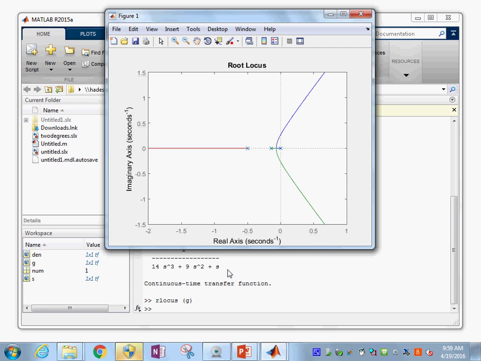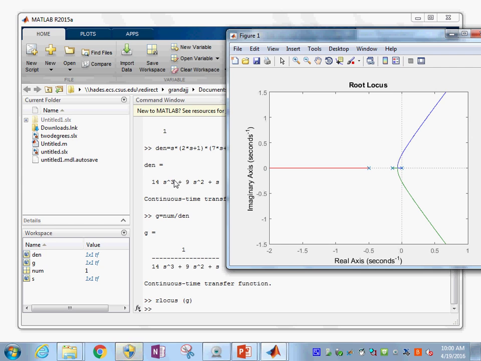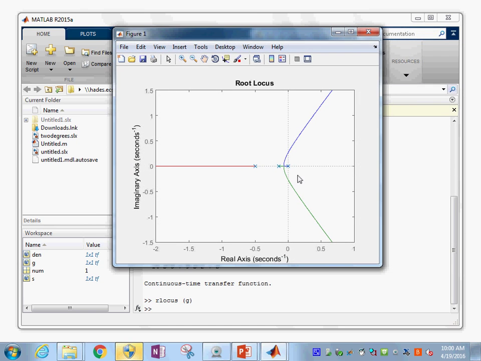Isn't it true that the denominator here, as you can see, is s cubed plus 9s squared plus s? That means you have 3 roots, right? That's what it means. One of those is 0 because of the way we define it. See, s. So that is this blue one in here. The other one is at minus 0.02 or so, and you have another one at minus 0.5.